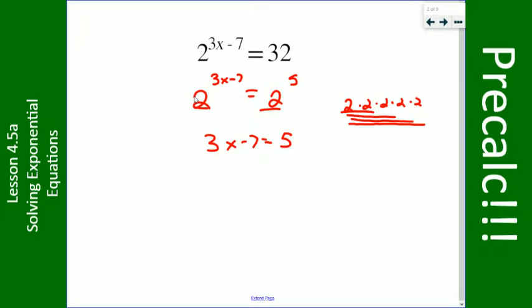From here we want to solve like normal. Adding 7 to both sides, we get that 3x is equal to 12. Divide both sides by 3, excuse me, I'm not quite sure why I divided by 4. Divide both sides by 3, and we get that x is equal to 4. Then we can plug this back into our original problem. 3 times 4 is 12, minus 7 is 5, so 2 to the 5th power is indeed 32. So 4 works. They can be as easy as that.